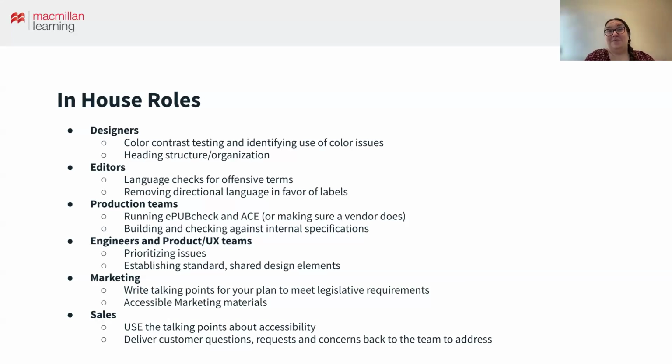And then our sales team, they need to use the points for talking about accessibility. We don't expect them to be accessibility experts. We don't expect them to know everything, but we do expect them to be able to speak to the specific talking points that we've given them. But they're also responsible for delivering customer questions, requests, and concerns back to our team to address.